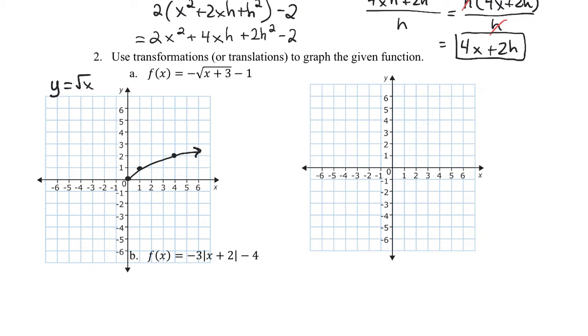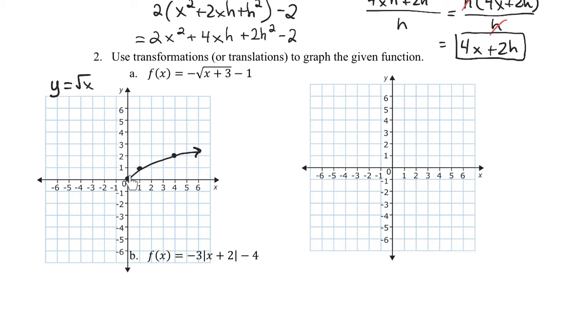But we're all pretty confident to say that the plus 3 is inside the function. So that's going to move it left, right, or up or down? Left. If it were minus 3, it would move to the right. So that's going to move all of these points left 3 units. The minus 1 is outside. That's going to move it all down.